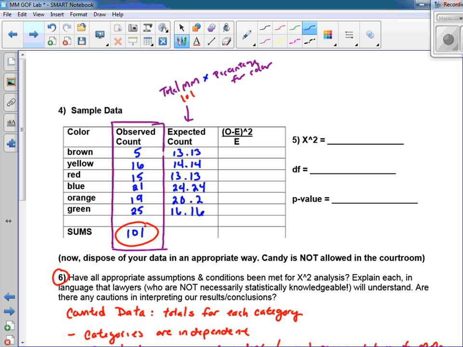Okay? And you don't have to round to the nearest M&M because this is what our expected count is. We're going to be exact. Now you can round a little bit if you need to, but if there's not a whole lot of rounding, this should all add up to 101 as well. Okay? So now we're going to go through and we are going to find our test statistic. So for this first box, technically I'm taking 5 minus 13.13, squaring it, and dividing by 13.13. All right? That seems like a lot of work for 6 categories. So I'm going to show you how to do this in your calculator so that you can save some time. Okay?